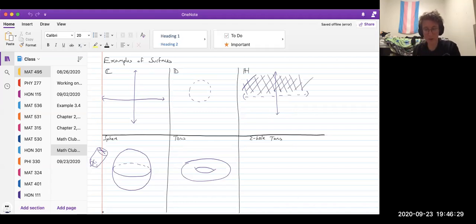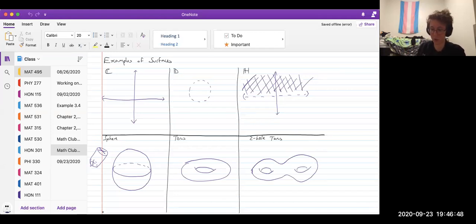And going along with the torus example, you could also take a torus with two holes in it instead of one. That'll look something like this. It's basically just a double donut. And you could also take a torus with three holes or four holes and so on, and those will all be surfaces.